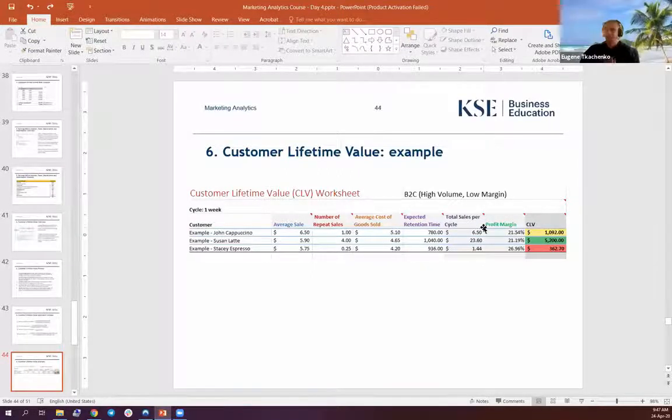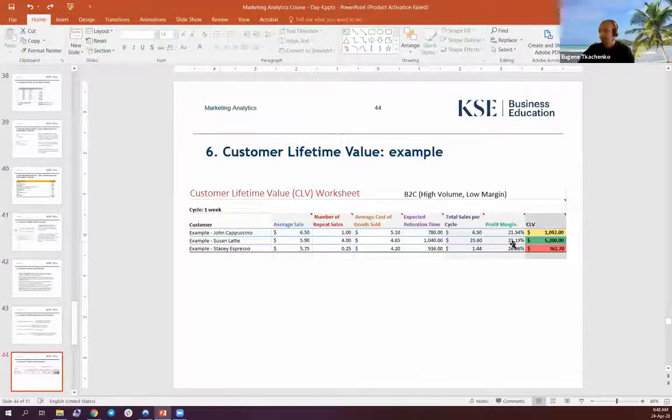So the total sales per cycle, and then you're just calculating the profitability margin as a percentage value. And then you're calculating that, okay, Stacy Espresso is probably the cheapest because, for example, there are not many people who make repeat purchases, so they are not frequent drinkers, as well as the number of people identified as John Cappuccino type of customers. Also, not a very high number of repeated sales.